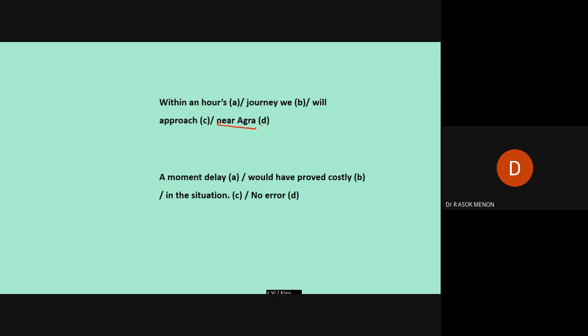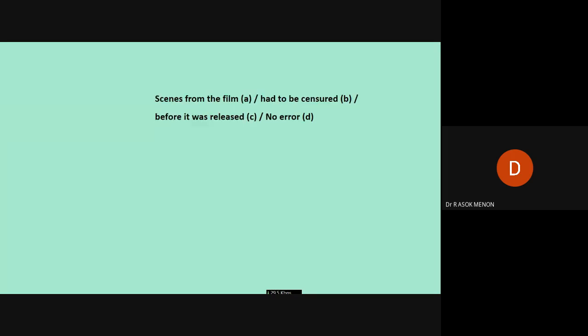Or it has an alternative answer. Can anyone of you tell me that? A moment of delay is correct, but there is another alternative: a moment's delay. A moment's delay can also be the correct answer. There are two alternatives.